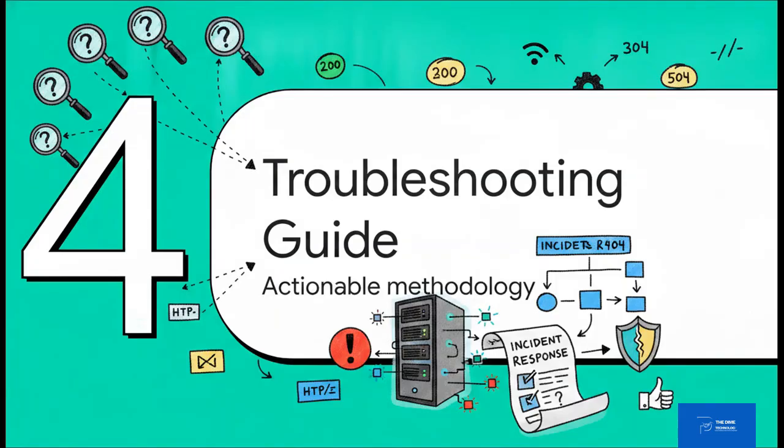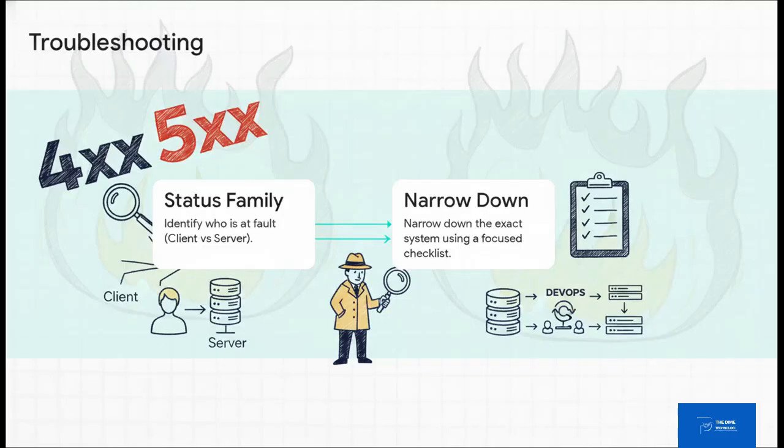All right, let's tie it all together in Section 4, the troubleshooting cheat sheet. When everything is burning down around you, you need a simple, reliable system. And it's really just a two-step detective method. Step 1. Look at the first digit. Is it a 4 or a 5? Boom! You instantly isolate the fault to either the client or the server. Step 2. Use a specific checklist based on the exact code to narrow down the suspects within that system.